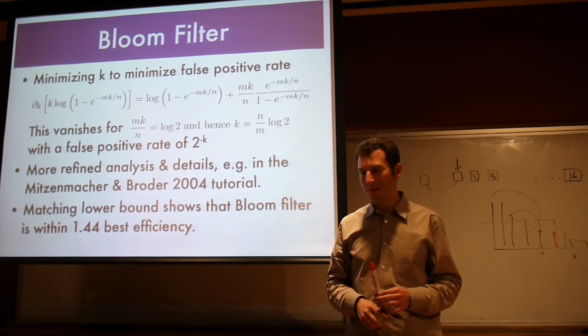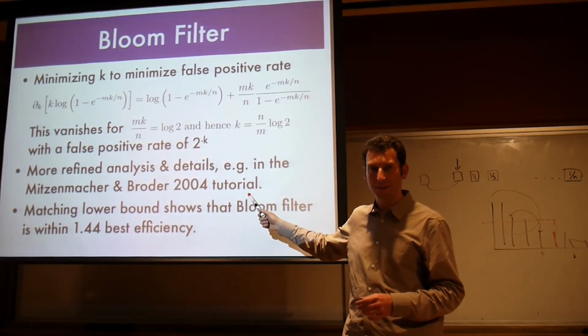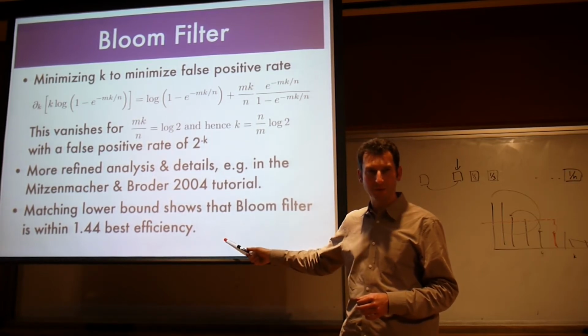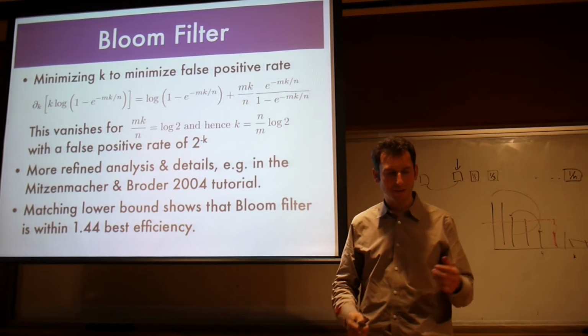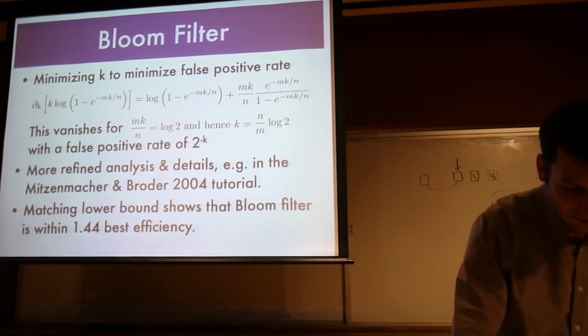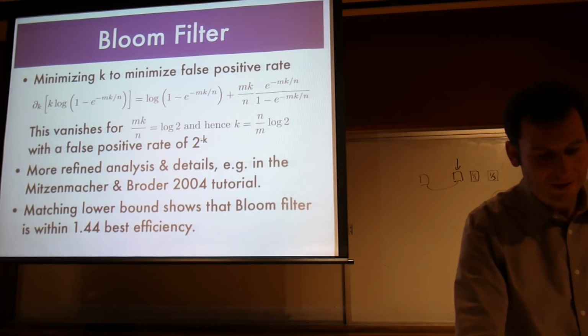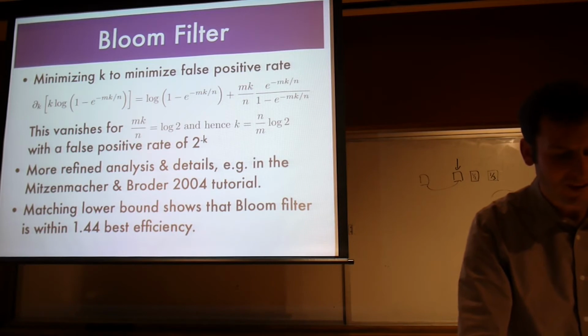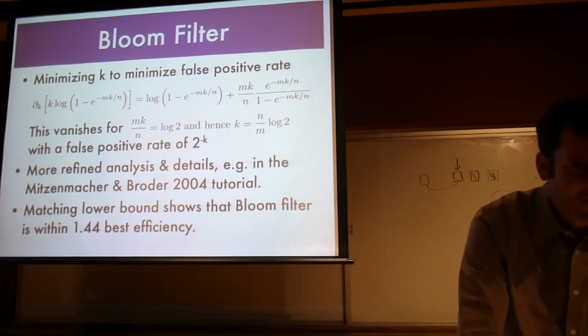And so there's a lot more detailed analysis, and the link is in the slides. And you can also show that there's a lower bound for the Bloom filter, and you're within small constants of peak efficiency. There are fancier extensions which are more efficient, but given the amazing simplicity of the filter, I wouldn't bother.